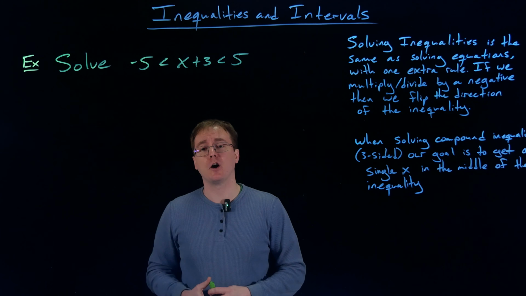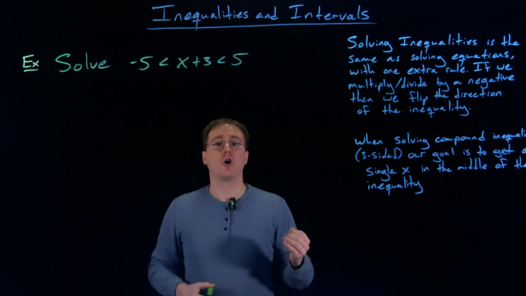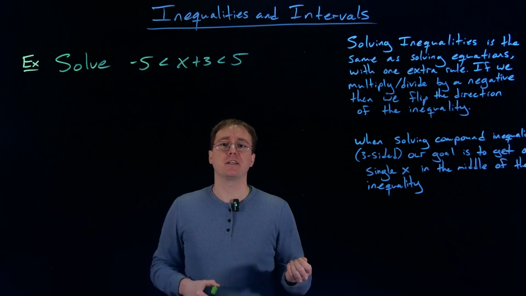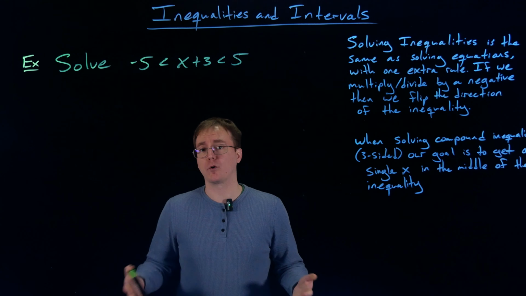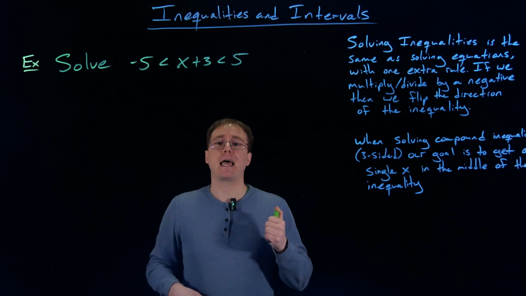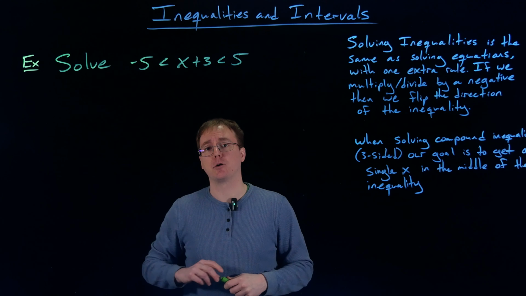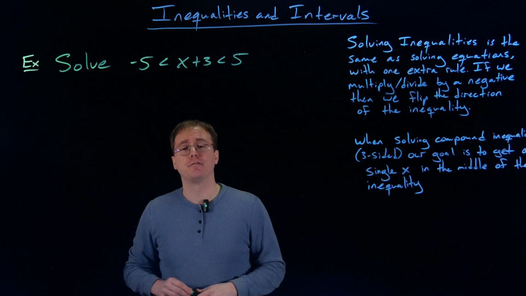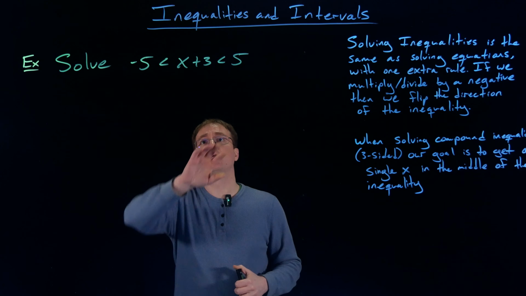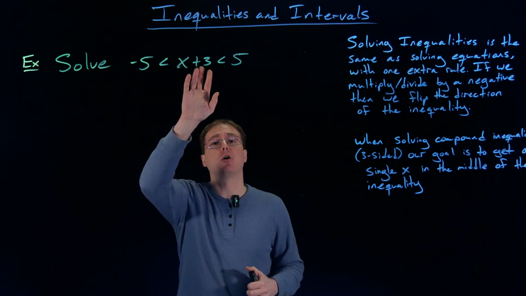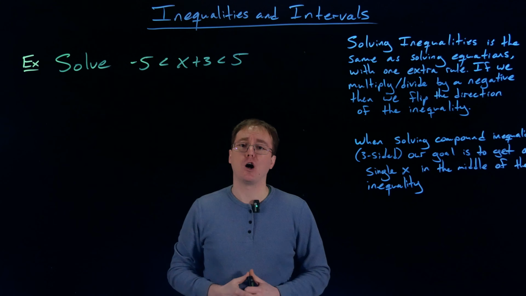If we want to solve a compound inequality, then we're going to solve it when we get x by itself. But instead of getting x by itself on the left side or the right side like we did with our other inequalities, now we're trying to get x by itself in the middle of the inequality, and it should be the only x involved in the inequality. So we're going to solve a compound inequality when we do our algebra and get only one x in the middle of the compound inequality.